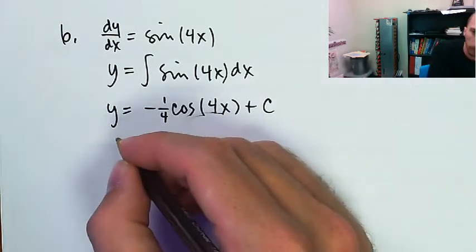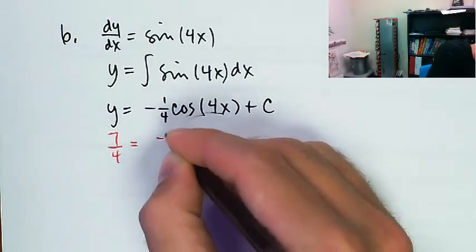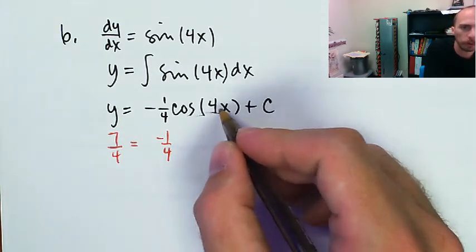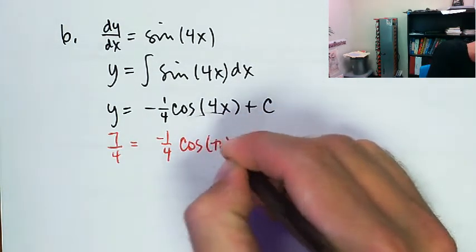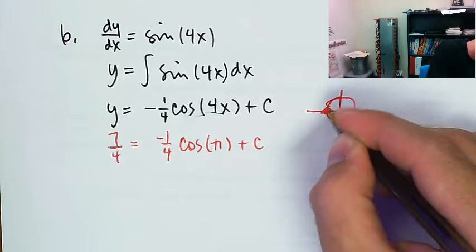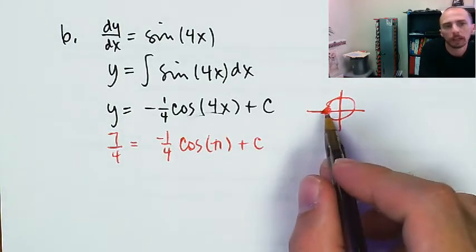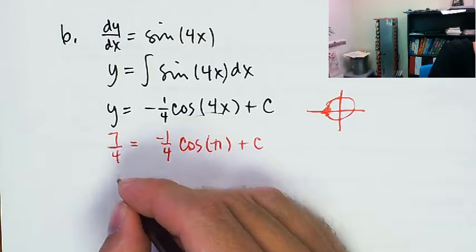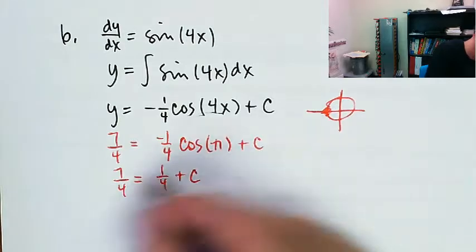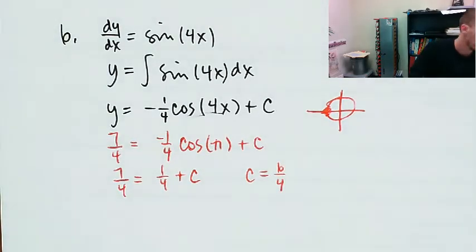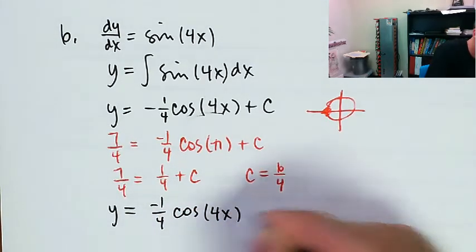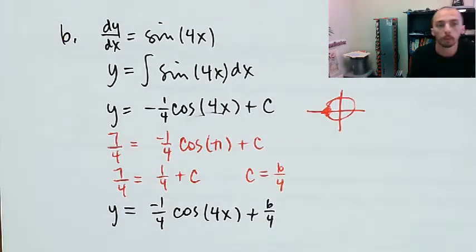x is pi over 4, y is 7/4. So it's negative 1/4 of cosine of, when I plug in pi over 4, I'll get pi there, plus c. All right, and now at pi, the cosine is the x value, and that's going to be negative 1. So 1/4 times negative 1 is positive 1/4 plus c. c is looking like 6 divided by 4. And so my particular solution is negative 1/4 cosine of 4x plus 6/4.